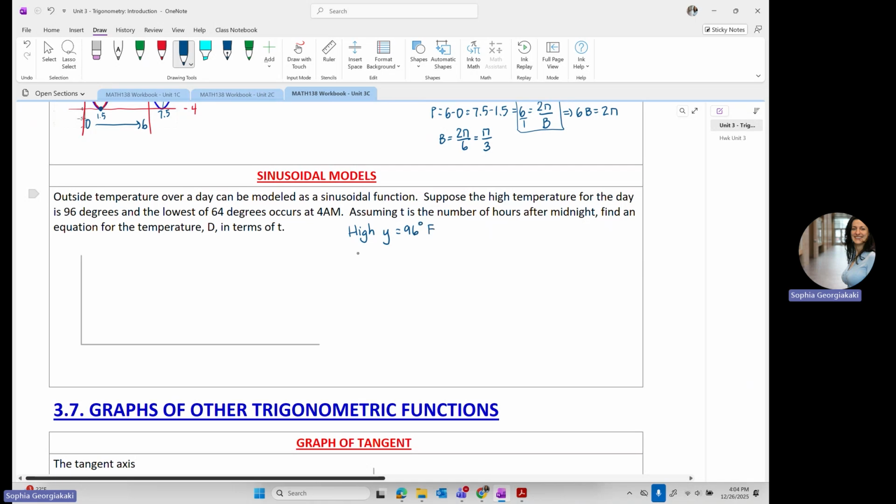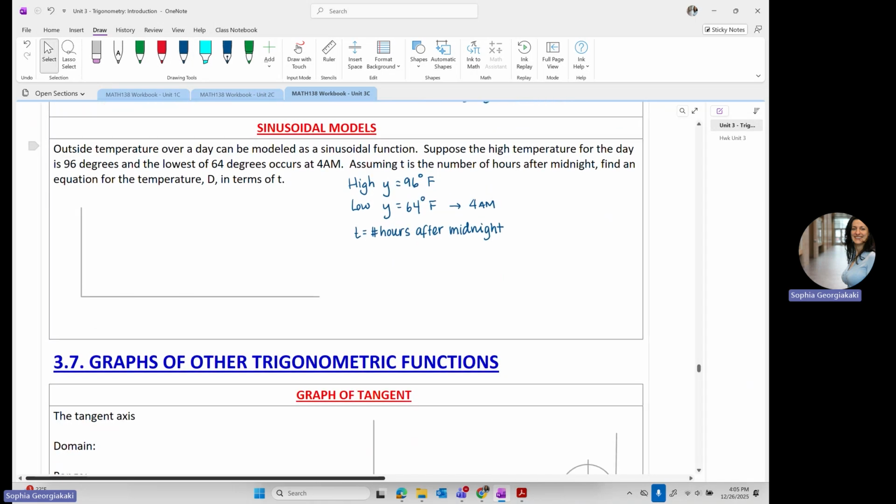The lowest is 64 degrees. And this lowest occurs at 4 a.m. Assuming T is the number of hours after midnight. So T is number of hours after midnight. Find an equation for the temperature D in terms of T.